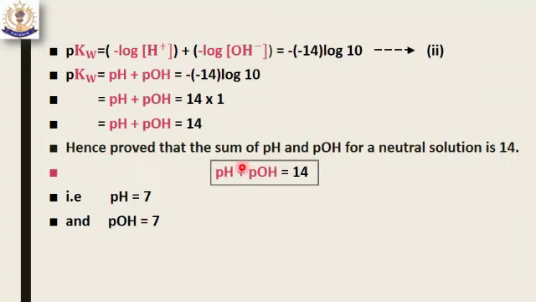As we have done earlier, the pH of water comes to 7 and the pOH of water comes to 7. So these both become 14.